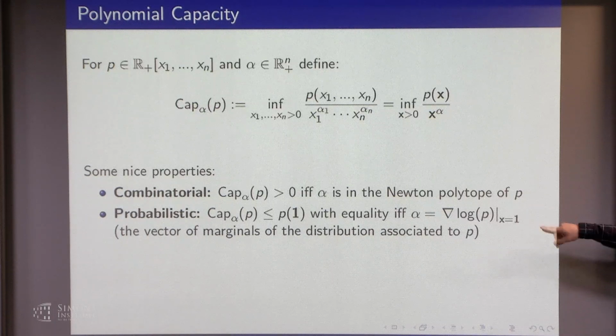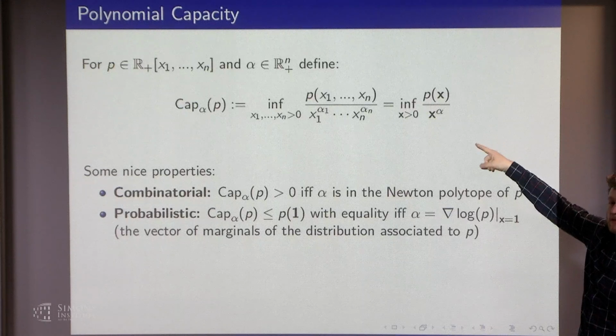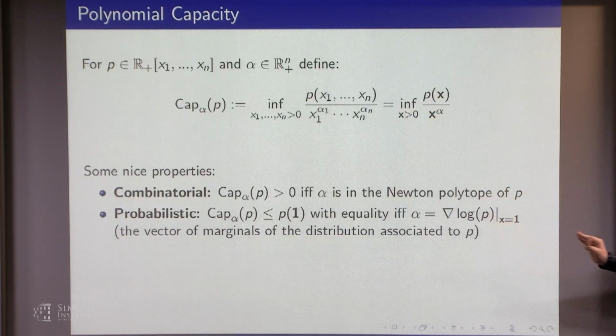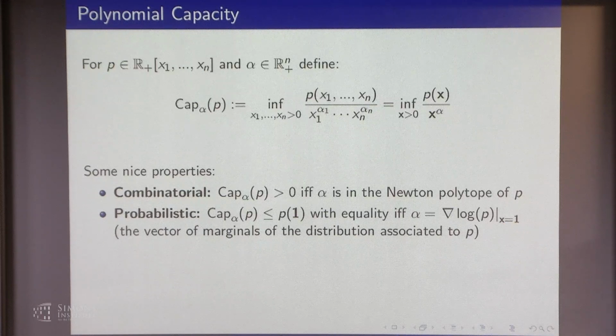So the first thing to notice is your capacity is always going to be less than the evaluation of the polynomial at 1. And this is easy to see by just plugging in 1 here. And it's an inf, so it's going to be less than that. But the point is you get equality if and only if your alpha vector is this. Okay? And the way you want to think of this is the following.